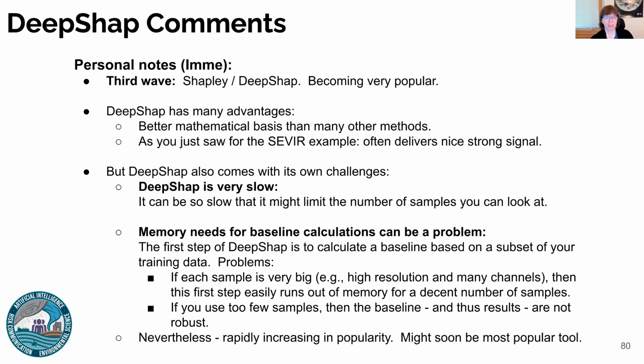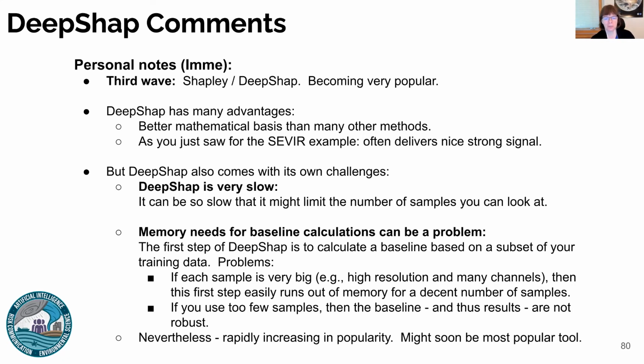Deep SHAP actually calculates its own baseline based on you giving it, as a first step, a subset of your training data. The problem with that is that if each sample is very big, as I just stated for some of our satellite problems, with high resolution and many channels, then this first step easily runs out of memory if you want to have more than, say, 10 samples. But if you use too few samples, then the baseline and thus the results are not robust.